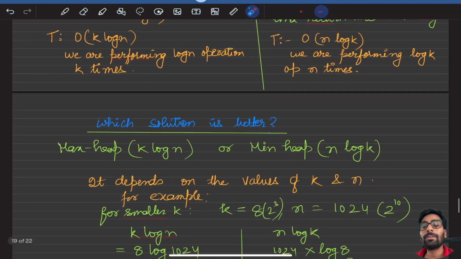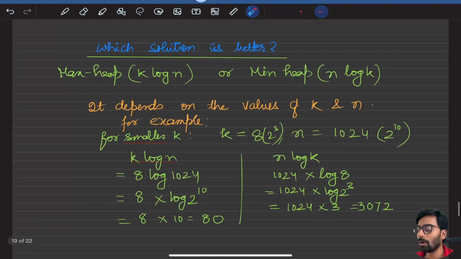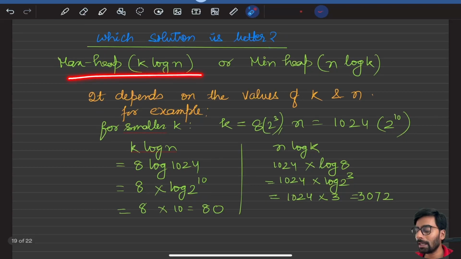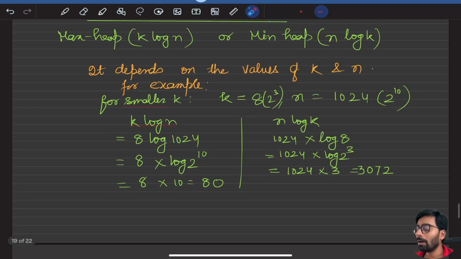Now we'll understand which is better, either to use max heap or min heap. So basically max heap takes k log n time and min heap takes n log k time, right? Now what are the different values k and n take? Generally k will be smaller. K will be smaller than n at max. K can go till n, right? So let's say I'm taking a smaller value of k. Generally the value of k will be smaller.